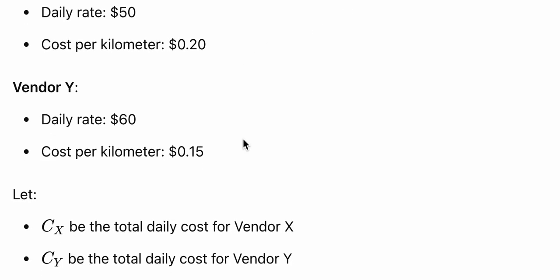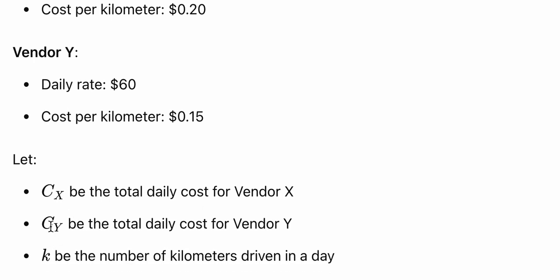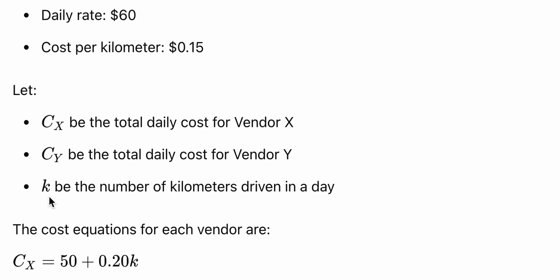So let's call C of X the vendor X cost, and C of Y the total daily cost for vendor Y, just to make the difference. In both cases, k is the number of kilometers driven in a day. In the first situation, the cost should be written as 50 plus 0.20 per kilometer. Agreed? So we treated k as your x and C of X is your y. So y equals mx plus c, and this is your c, the y-intercept.